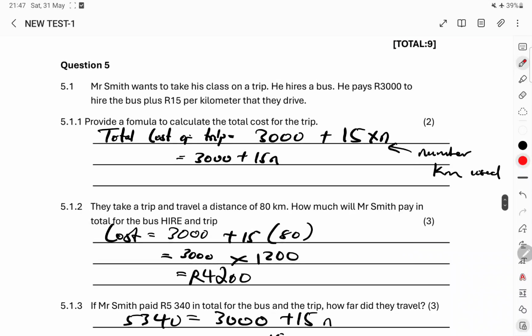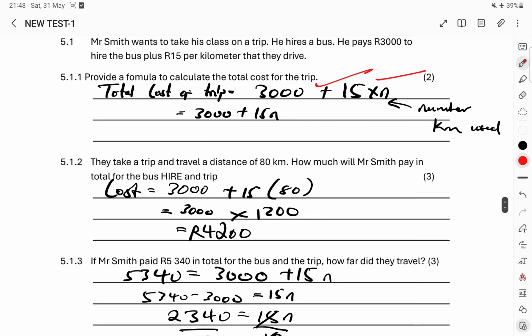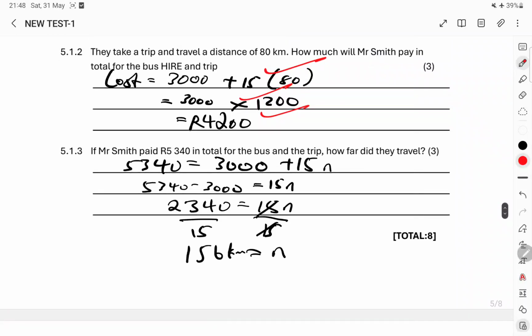Let us mark for ourselves here as well. We are going to receive 1 mark for knowing that we have to add 3,000 for hiring, and 1 mark for knowing that we are going to be charged 15 rand for every kilometer that we drive. Then here we are looking for the total cost. We are going to receive 15 times n, 1,200 plus 3,000, and 4,200, which is the final price of the trip. Here we are going to receive 156 kilometers, and 2,340 for the hiring, for traveling, and 3,000 rands plus 15 for the total cost, right?